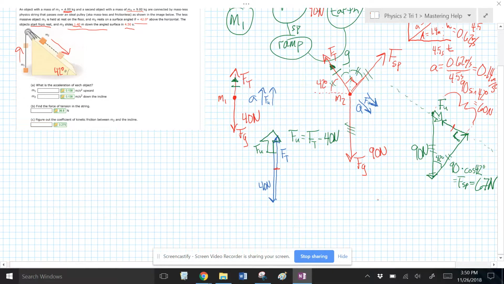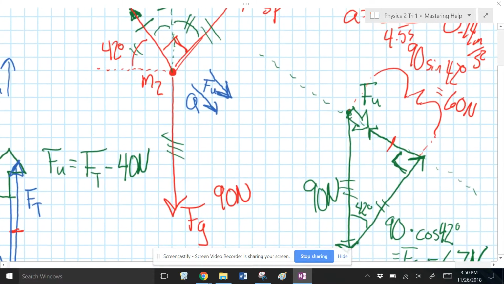But now I can go in and I can find the FU for that block M2. It's got to be the mass of M2 times the acceleration of M2. I know the mass of it is 9 kilograms, and the acceleration is 0.14 meters per second squared. So 9 times 0.14, 1.26 newtons.